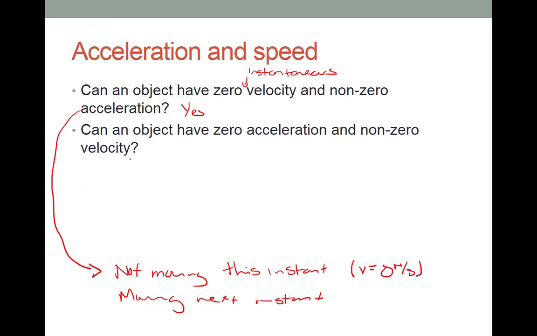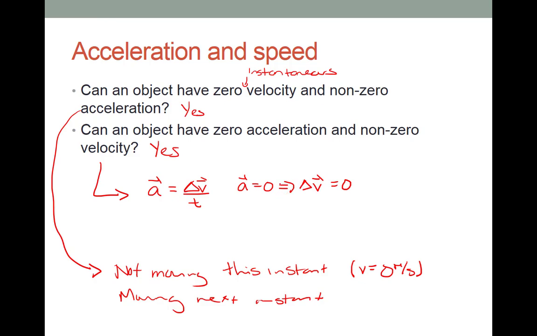Okay, option 2, or question 2 here. Can an object have 0 acceleration and a non-zero velocity? This answer is also yes. Okay, so remember the definition. Acceleration is a change in velocity divided by a time. For an object to have 0 acceleration, that implies that the change in velocity has to equal 0.